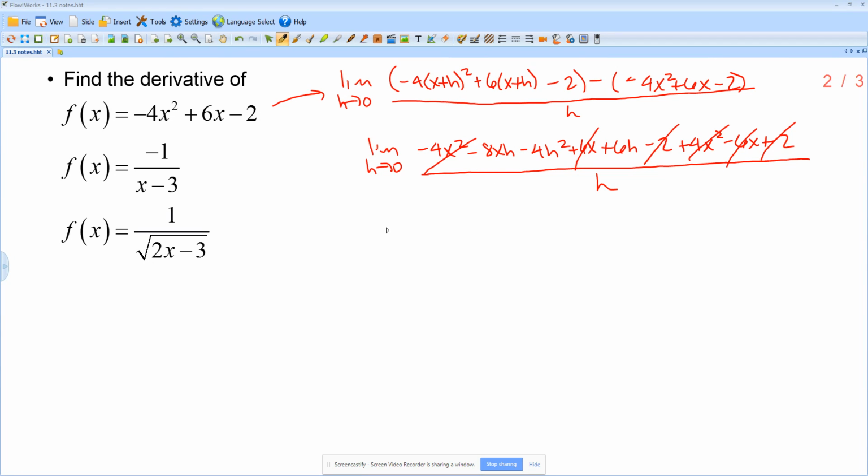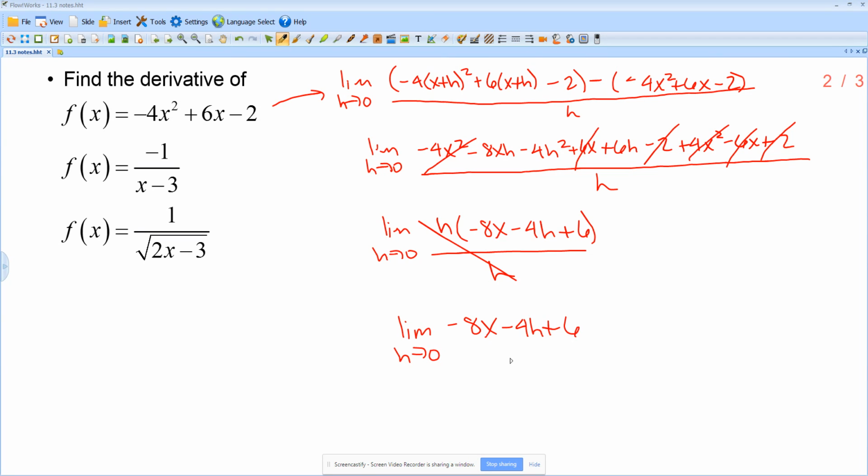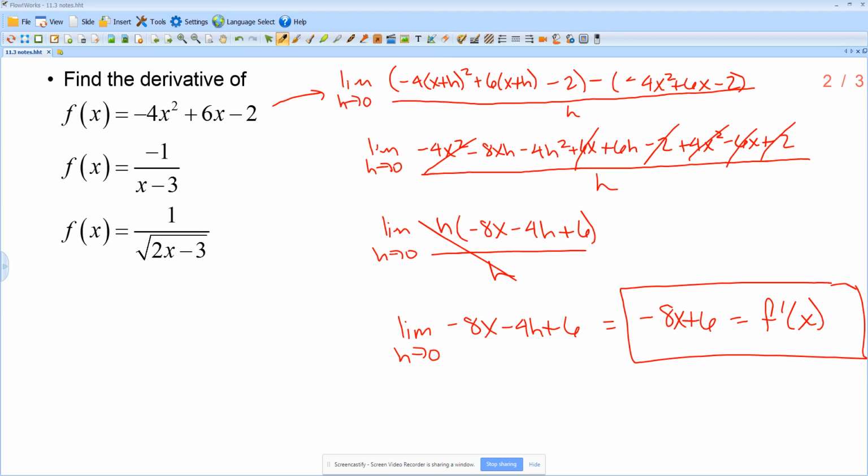And now I can factor h out of the numerator. So I get the limit as h goes to 0 of h times (-8x minus 4h plus 6) over h, and my h's cancel. So the limit as h approaches 0 of -8x minus 4h plus 6. If I substitute that 0 in, if I'm evaluating this limit now, I get -8x plus 6, which is the derivative. So there, done with that part. Now, again, I'm not asking for the derivative at a specific point or the slope of a tangent line at a specific point. So this is done, just -8x plus 6.